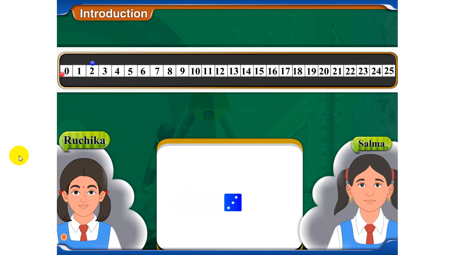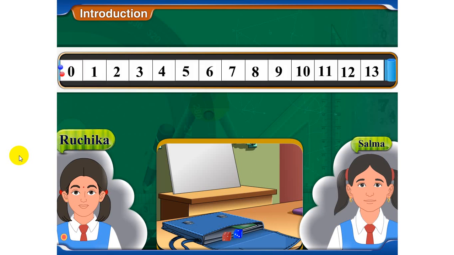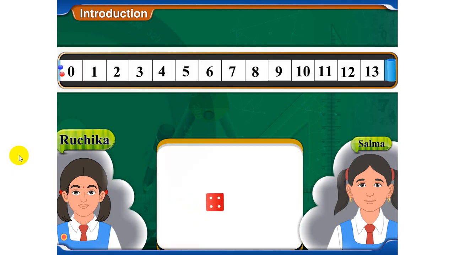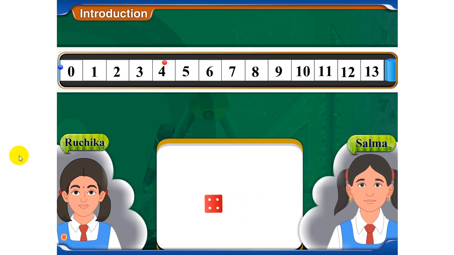The dice are put back into the bag after each move so that both of them have equal chance of getting either die. The one who reaches the 25th mark first is the winner. They play the game. Ruchika gets the red die and gets 4 on the die after throwing it. She thus moves the token to mark 4 on the strip. Salma also happens to take out the red die and wins 3 points and thus moves her token to number 3.